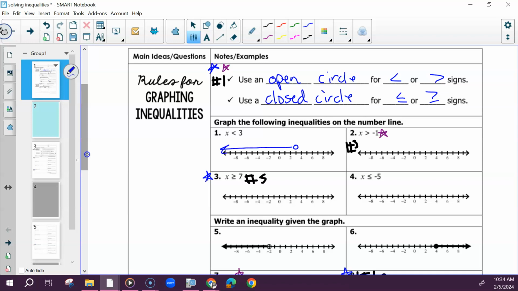If you're not sure, pick a number somewhere on your number line, and you could say, is this number less than 3? If it is, that would be the side that gets the arrow. If it's not, that would not be the side.